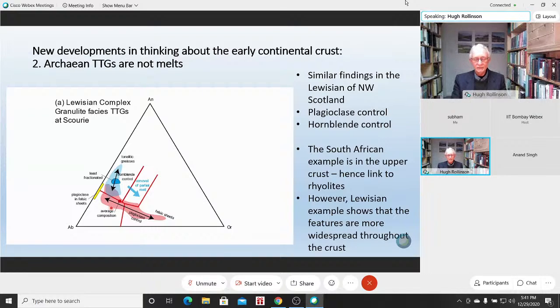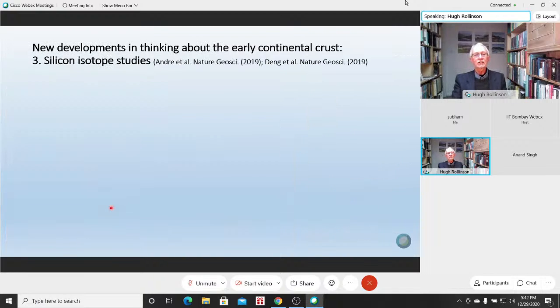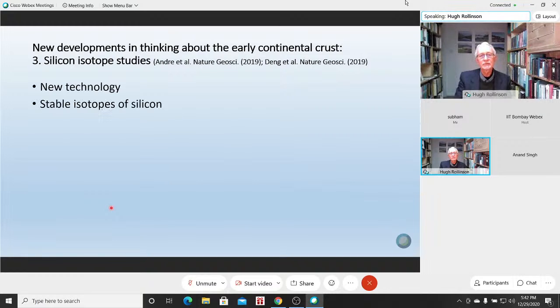And what it means is that we cannot just take the composition of TTGs and use them how we like. We must use them to derive the composition of the parental liquid from which the TTGs are developed, or have evolved. My final comment about new developments comes from, again, some work that was published in Nature Geoscience in 2019 and involves the use of silicon isotopes.